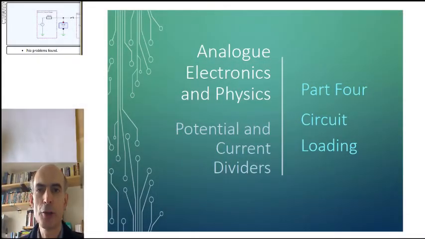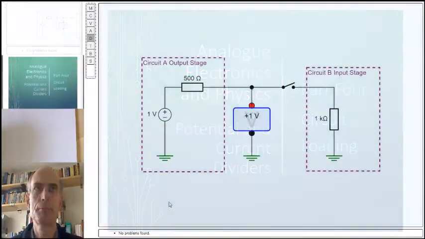Hello and welcome to the next part of potential and current dividers, this time looking at a real application of the potential divider formula to the problem of circuit loading. Circuit loading is the issue that the output of a circuit can change when another circuit is connected to it. Probably the best way to see this is to investigate it in the simulator. So let's have a look at that.